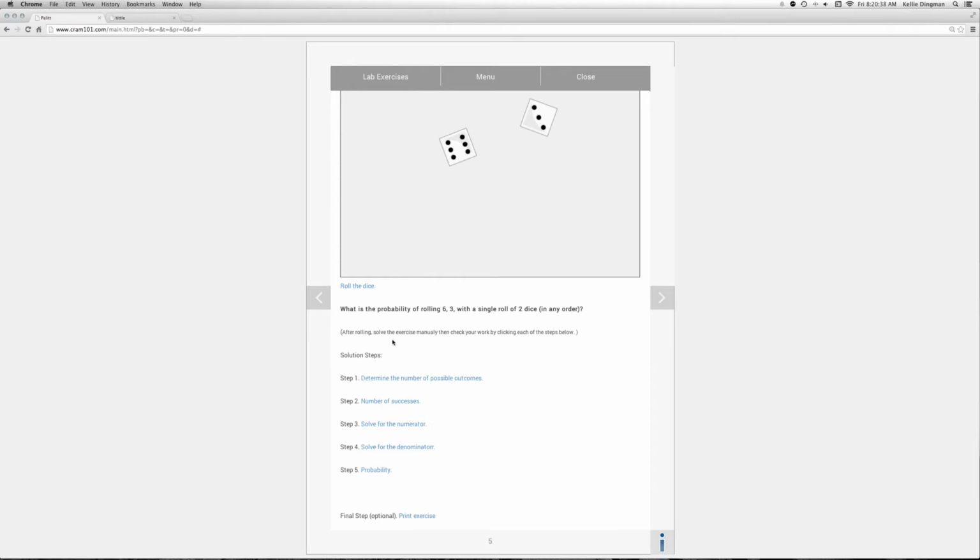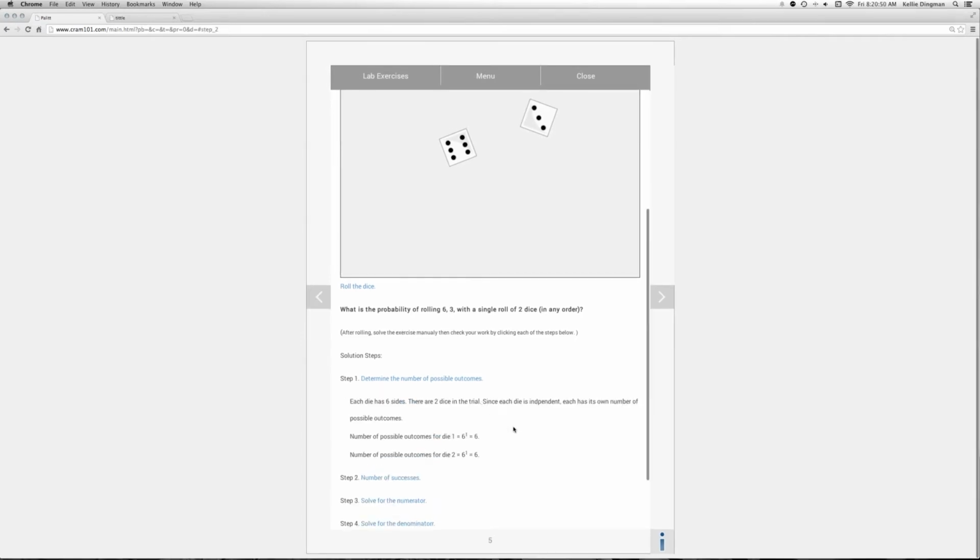Okay. So the question is, what is the probability of rolling a 6, a 3 with a single roll of two dice, and again in any order? So first thing we do is determine the number of possible outcomes. Each dice has 6 sides, and there are 2 dice in the trial. And since each dice is independent, each has its own number of possible outcomes.